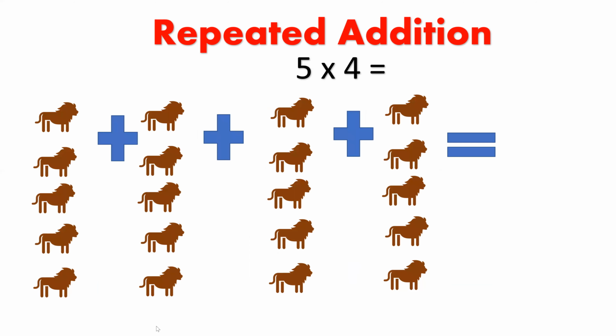Let's try repeated addition. 5 times 4. Let's do this one together. I'm going to add 5, 1, 2, 3, 4, 5, 4 times. 5 times 4 equals 20.